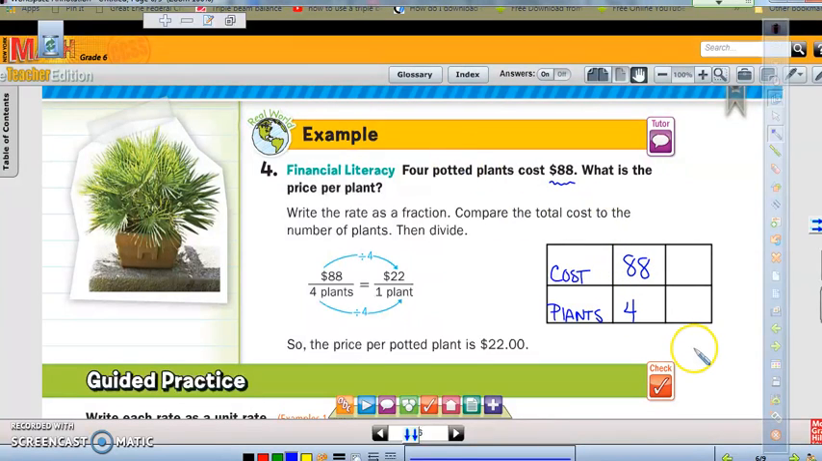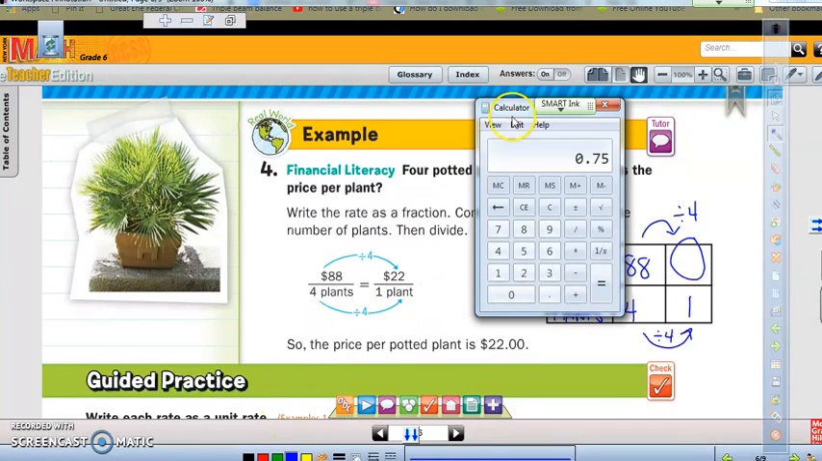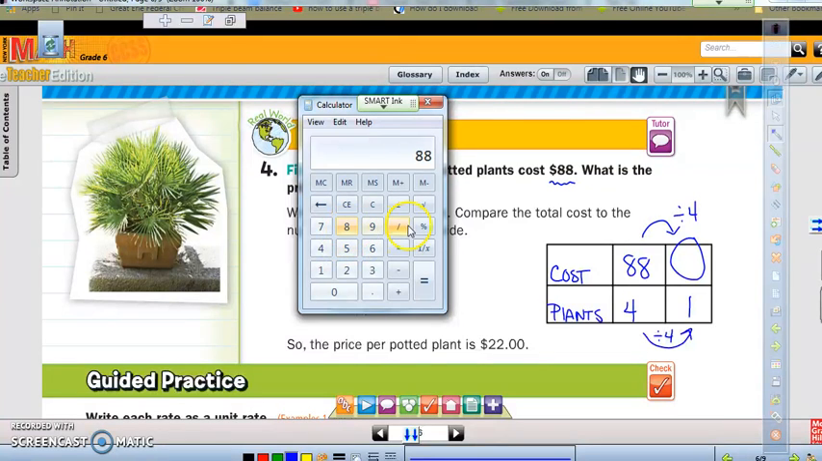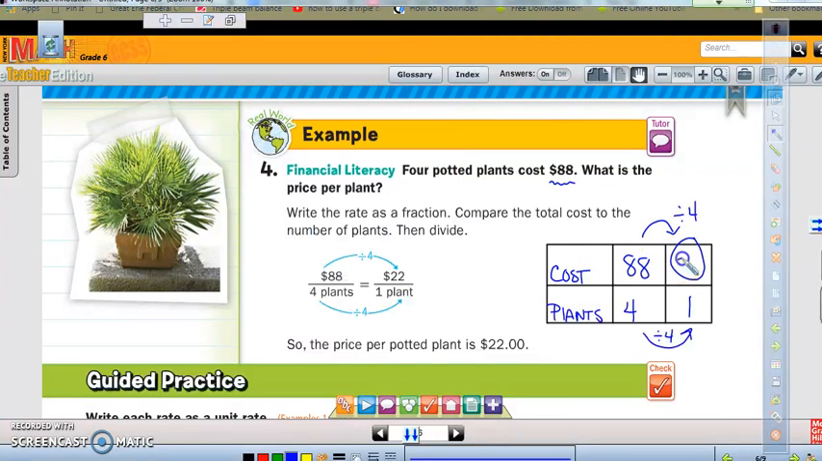I want my denominator to be what? I want it to be 1. So we're going to divide by 4. Again, let's use our calculator. 88 divided by 4 gives me 22. So it's $22 per plant.